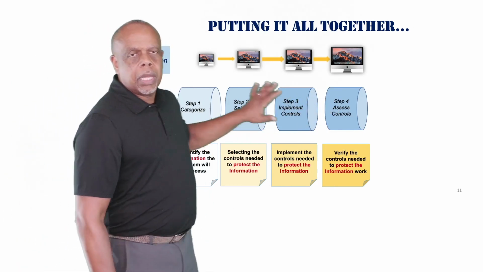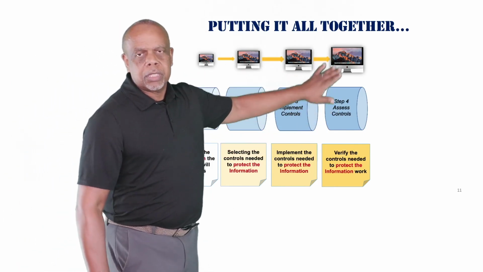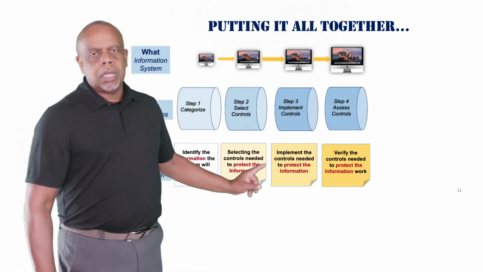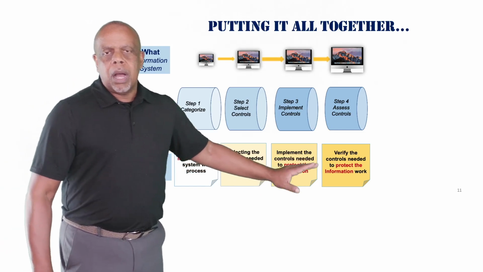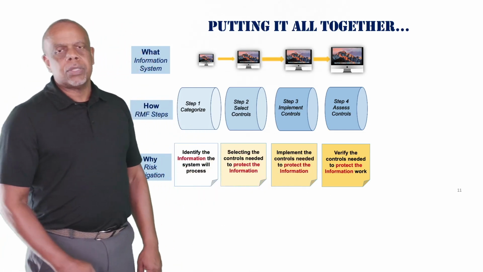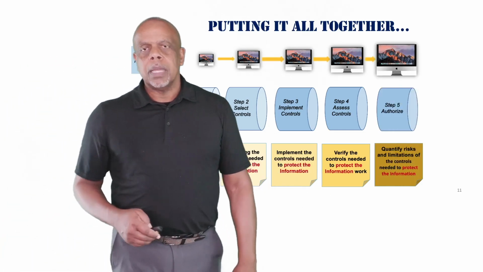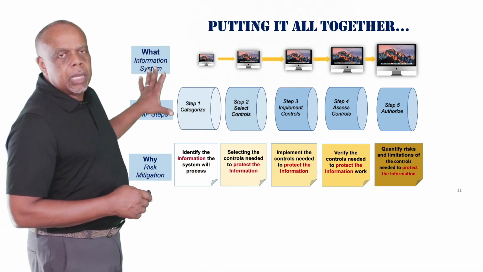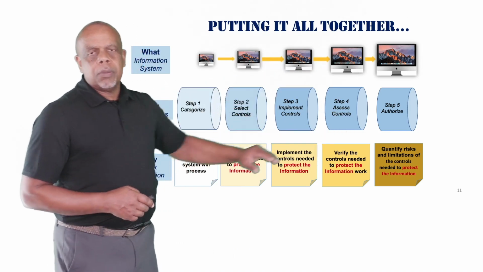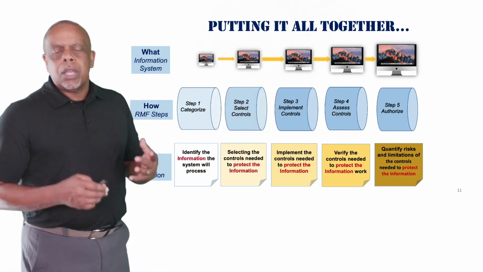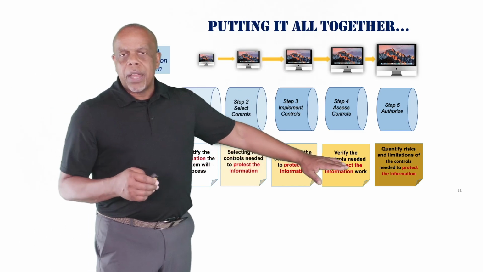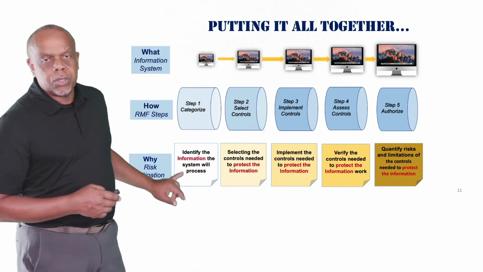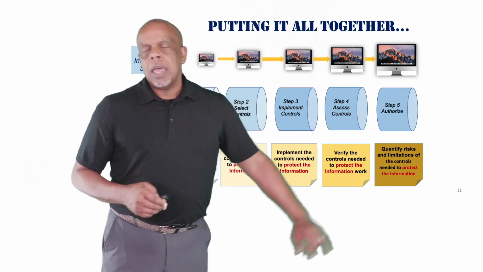I want to be sure they work. So on what? On this information system. That's where I assess controls, step 4. And I need to verify the controls that I have selected and implemented are capable of protecting the information and the information system. Now, before I hand the keys over to my mom and dad, on that information system, I want to be sure that I authorize it, that I capture any residual risk. That's where I quantify risk and limitations of the controls needed to protect the information. So you see, it's always about protecting that information.